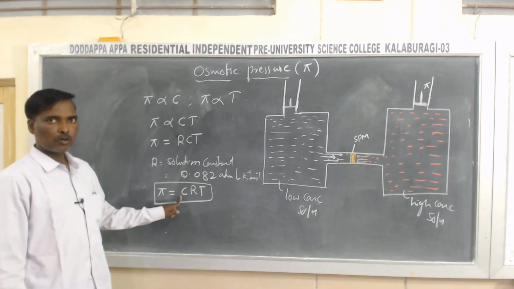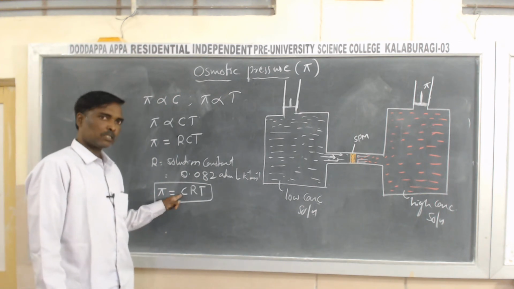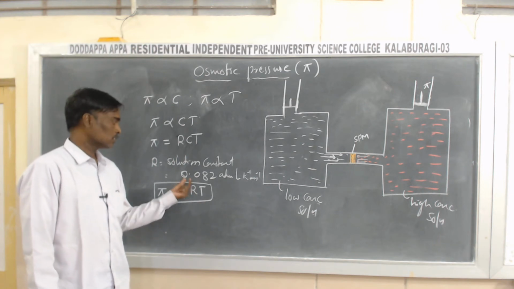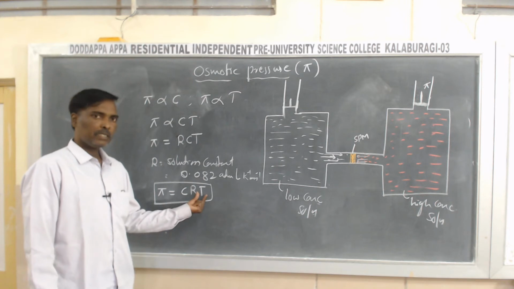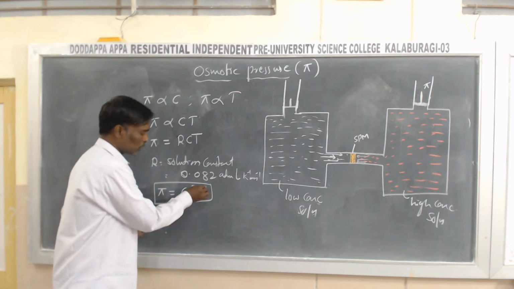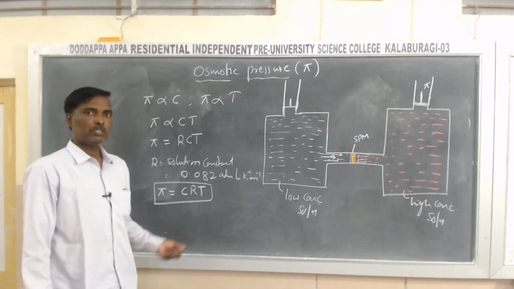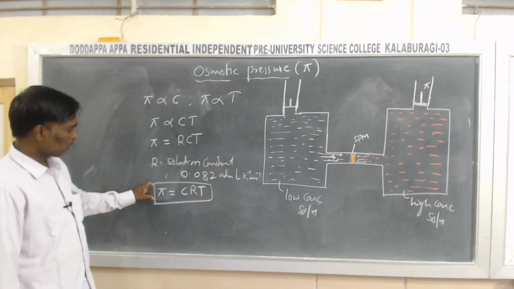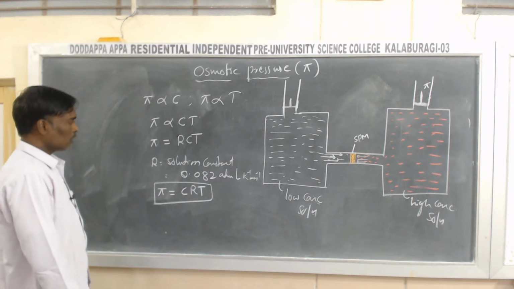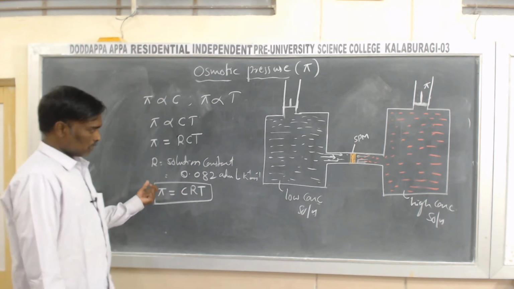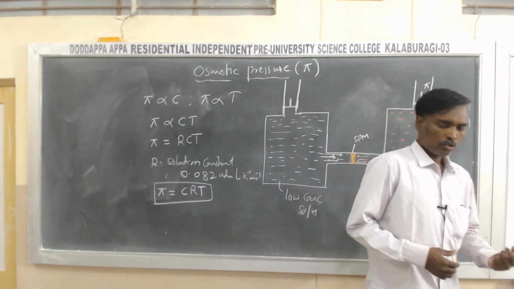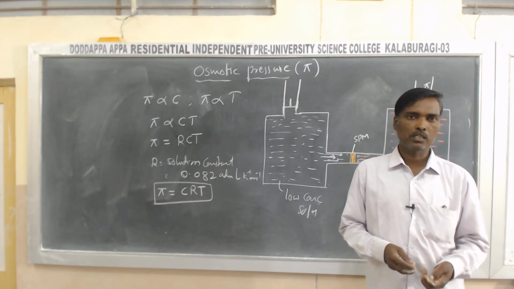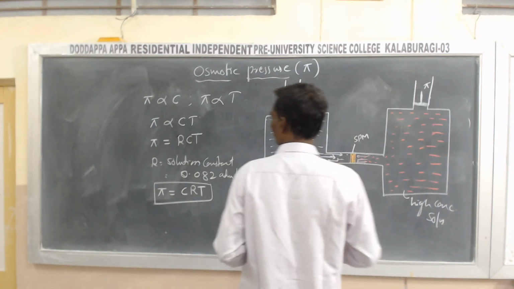Here C is the concentration of the solution, expressed in molarity, R is the solution constant with value 0.082, and T is the absolute temperature, measured in Kelvin. So finally we write the equation as pi is equal to CRT. Now, students, let me rearrange this equation, so that it helps us to find the molecular mass of the solute.